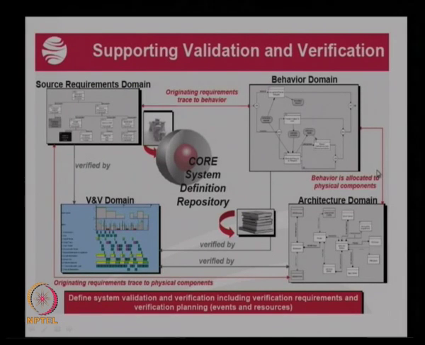The other one, the last one, is validation and verification. We have this behavior domain and then the architecture domain. Once we have the components, we need to validate and verify the components selected for providing this function. Again, this has to be verified against the system requirements. That is the interaction shown here.